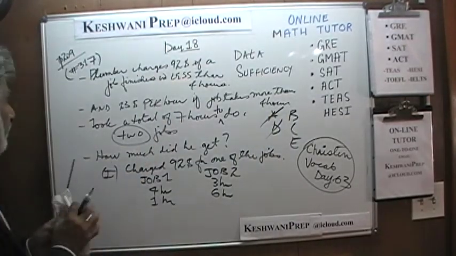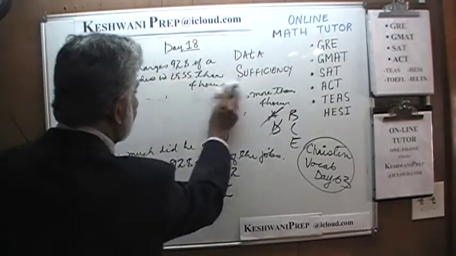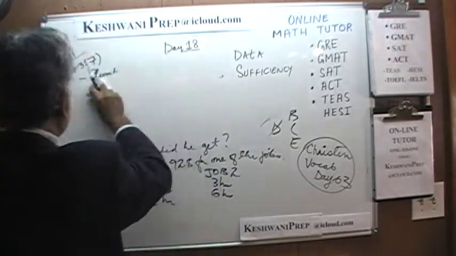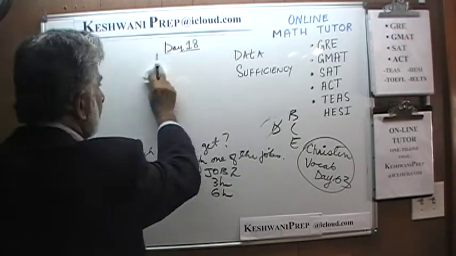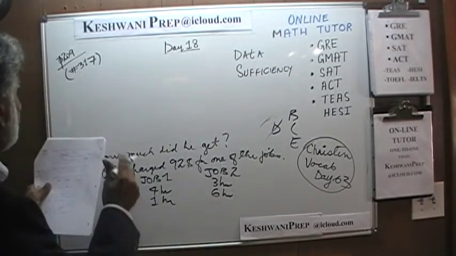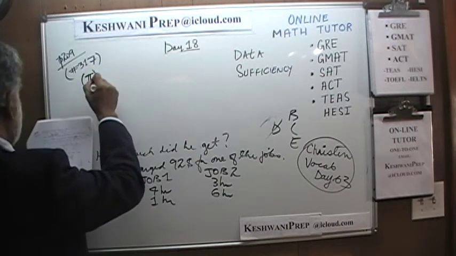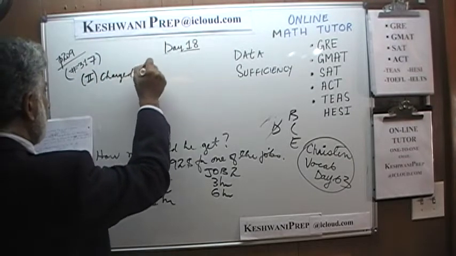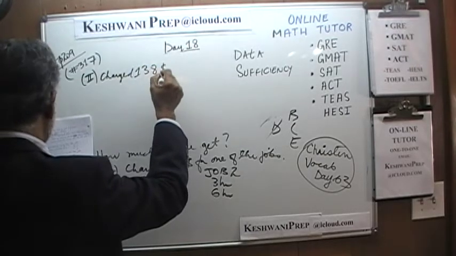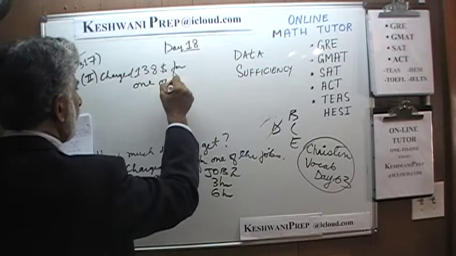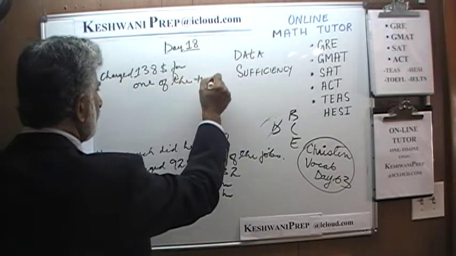Let's see what the second statement tells us. Maybe the second statement gives us some more useful information, and maybe putting it together will do the job. Who knows? The second statement tells us that he charged $138 for one of the jobs. One of the two jobs. There we go.